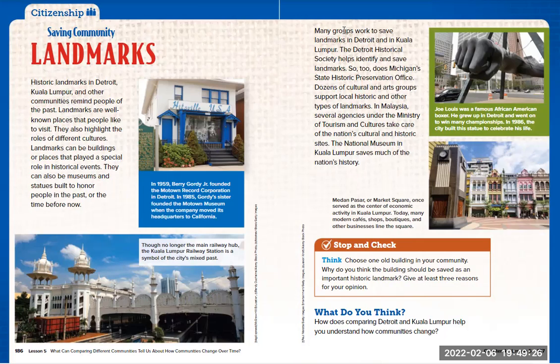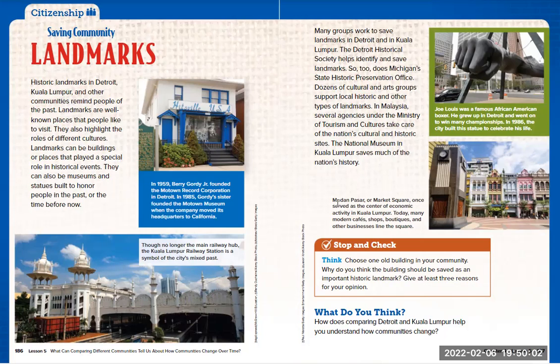Many groups work to save landmarks in Detroit and Kuala Lumpur. The Detroit Historical Society helps identify and save landmarks. So too does the Michigan State Historic Preservation Office. Dozens of cultural and arts programs support local, historic, and other types of landmarks. In Malaysia, several agencies under the Ministry of Tourism and Culture take care of the nation's cultural and historic sites. The National Museum in Kuala Lumpur saves much of the nation's history. So this is all talking about Kuala Lumpur's historic sites.